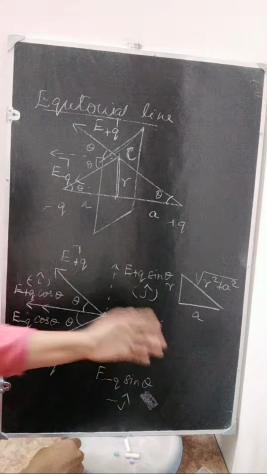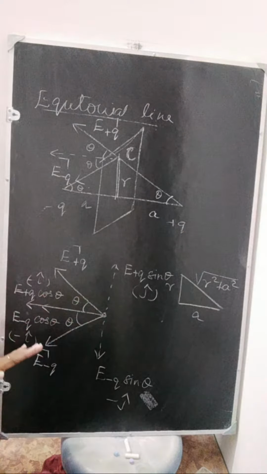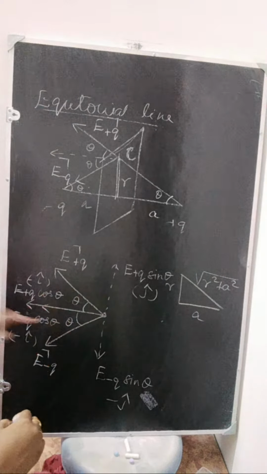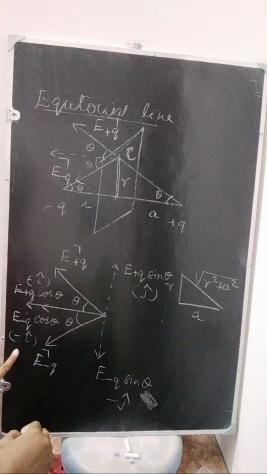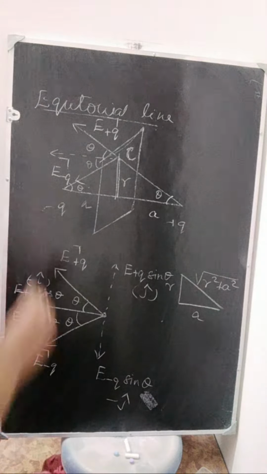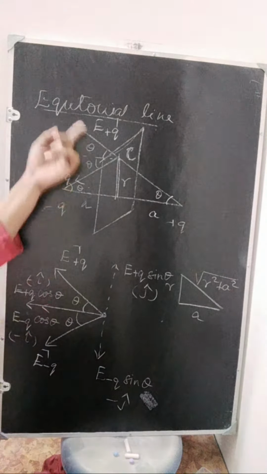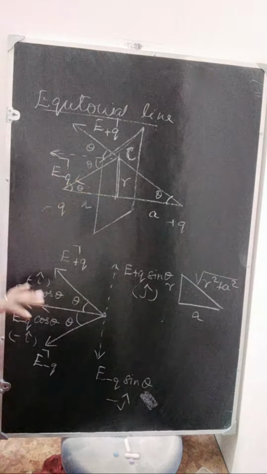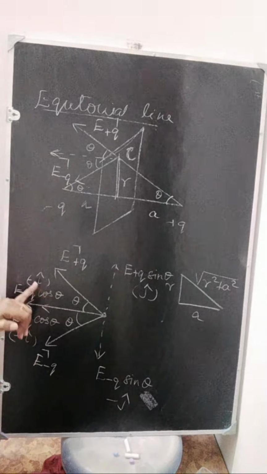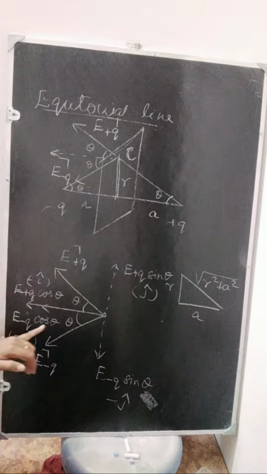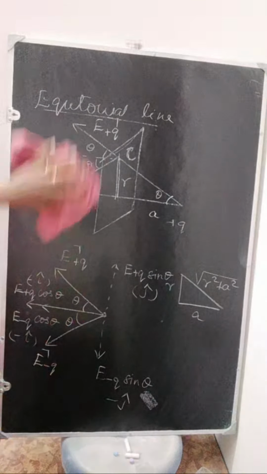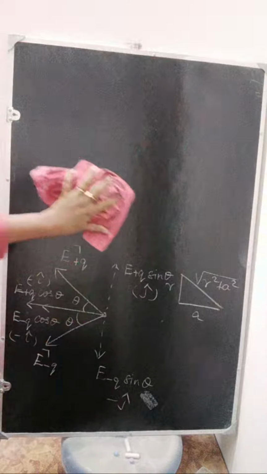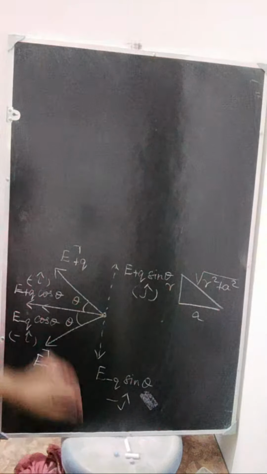So no need to bother about this component, which is the vertical component. We have to take care only about the horizontal component. This horizontal component, E plus Q cos theta minus i cap and E minus Q cos theta minus i cap. When you want to find out the resultant vector, which is the vector sum of these two vectors, just add these two values, E plus Q cos theta into minus i cap and E minus Q cos theta into minus i cap. So if we add these two vectors, we'll be able to find the total electric field when the point is taken along the equatorial line.